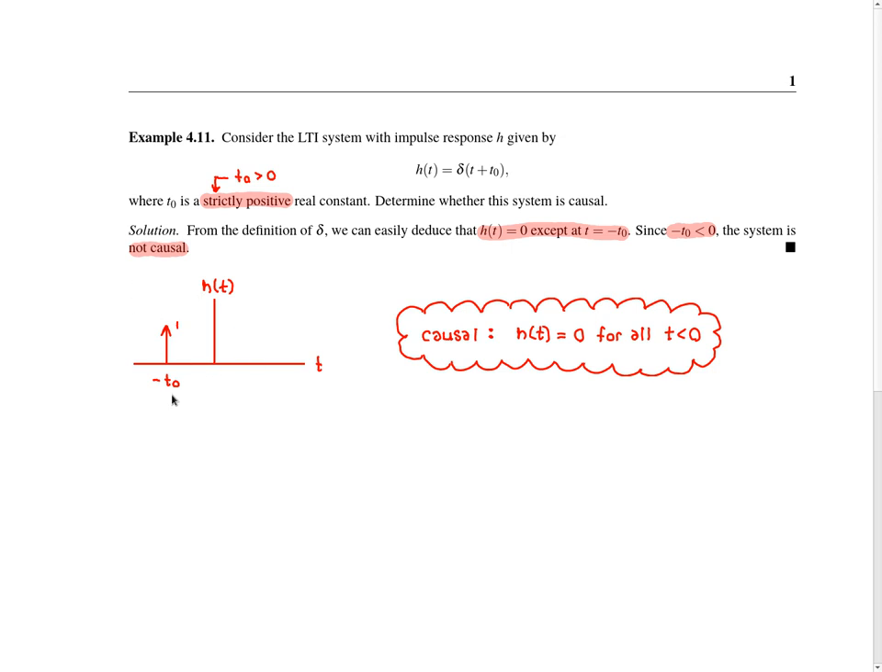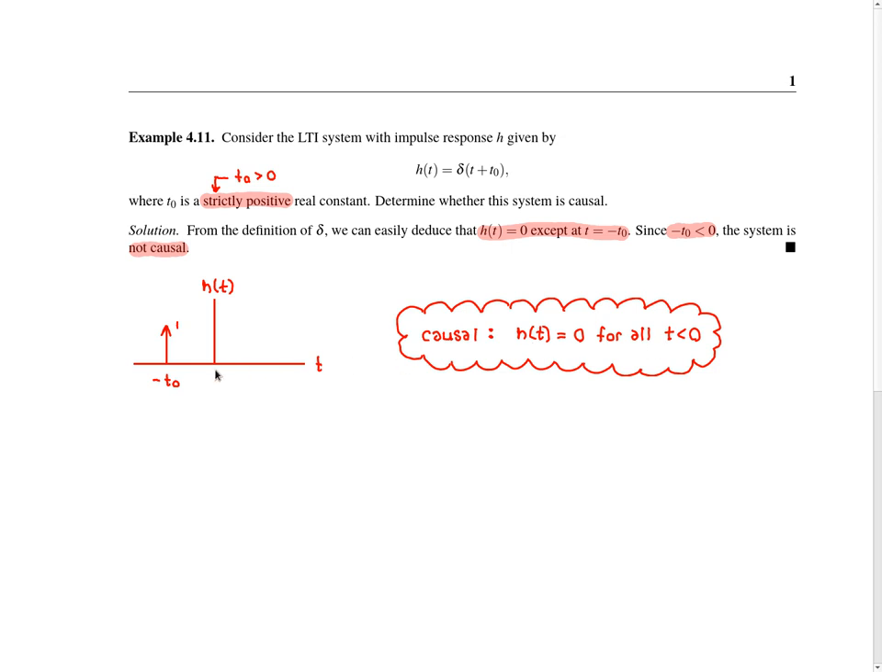And the important thing is that minus t0 is to the left of the origin because the amount that we're shifting by is negative t0, and because that t0 is positive, this means that minus t0 is negative. So this point here has to be to the left of the origin. And this is important because this will influence our decision about whether the system is causal. So now if we go over to the condition that needs to be satisfied, we need to check and see, is h(t) equal to 0 for all t less than 0?